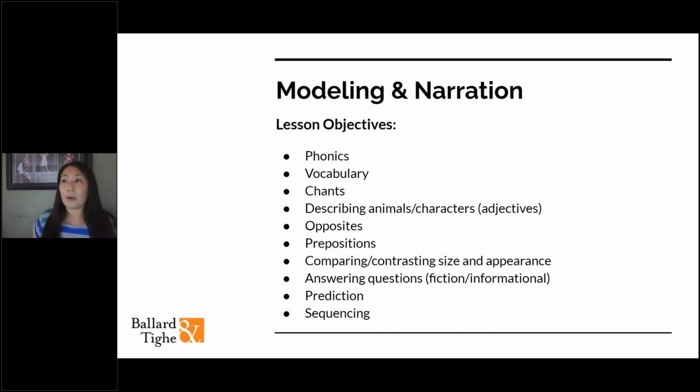The lesson that we're going to go over is about animals. The objectives are first going to be phonics, vocabulary, chants. You're going to see describing animals, characters with adjectives, opposites, big versus little, prepositions, comparing and contrasting the size and appearance of animals, answering questions for fiction as well as informational text, prediction, and sequencing. Right, so let's get started.